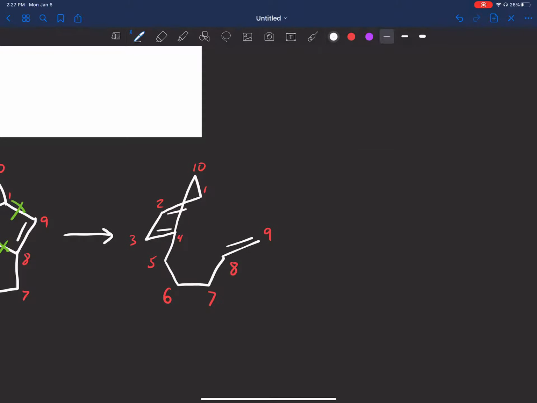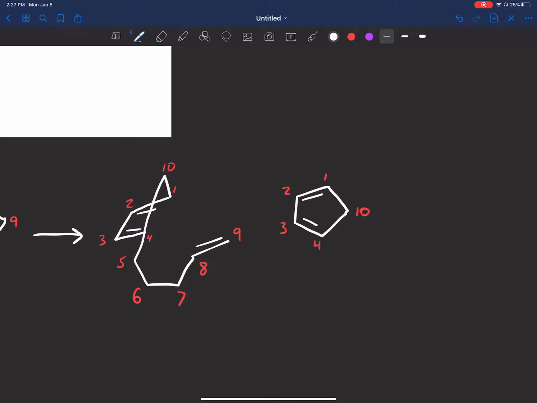All right, so if you count the carbons, we have 1, 2, 3, 4, and now 10 was part of that ring, but I'm going to say 5. So we have a 5-membered ring. Let's number 1, 2, 3, 4. That bridgehead was 10. Carbons 1 and 2 of the double bond, and so does 3 and 4. 4 was connected to 5.